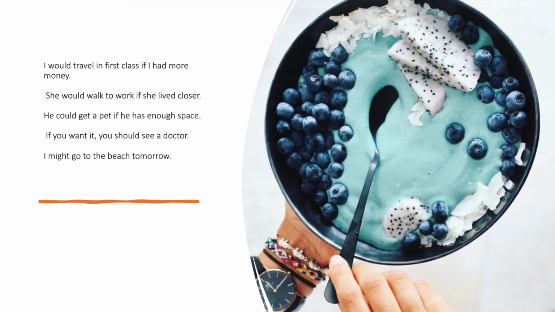I would travel in first class. She would walk to work. These phrases don't really have a lot of meaning on their own, so they are usually coupled with another idea. I would have traveled in first class if I had more money. Or, she would walk to work if she lived closer.